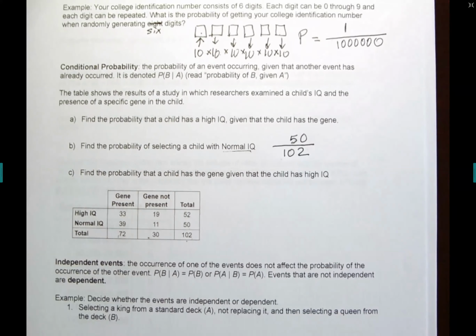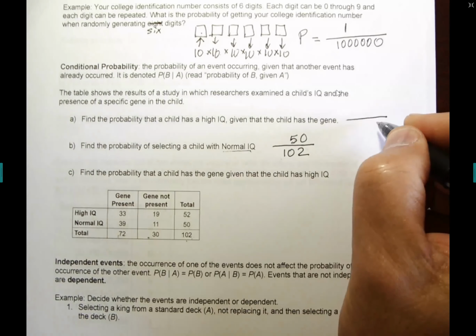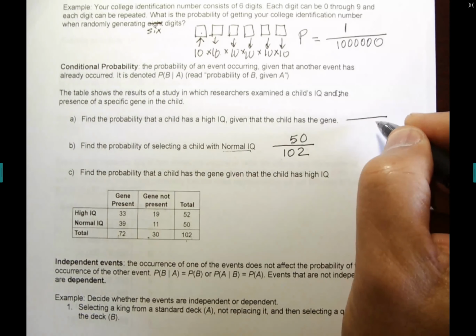Next question, which is a new question now. Find the probability that a child has a high IQ given that the child has the gene present. So he's putting a condition on us: you must only pick a child who has the gene present. What's the probability that this child will have a high IQ? I'm going to pause. What did you say the answer would be? Would it be 33? 33 over 102. What do you guys think?